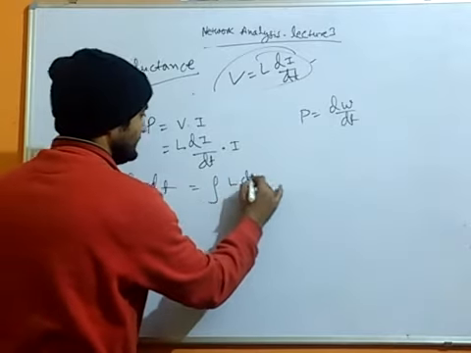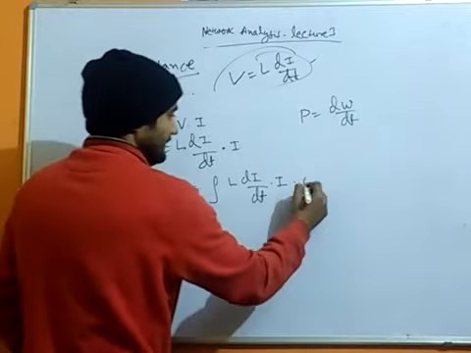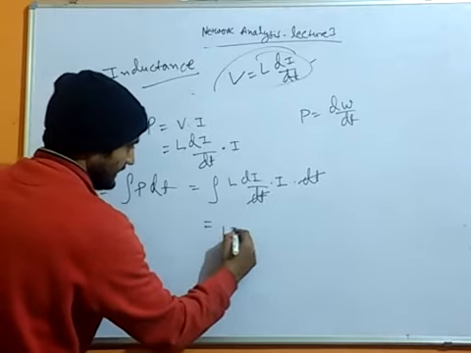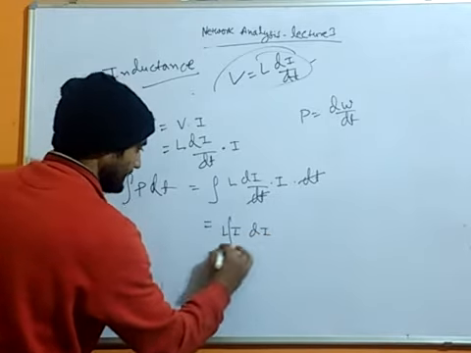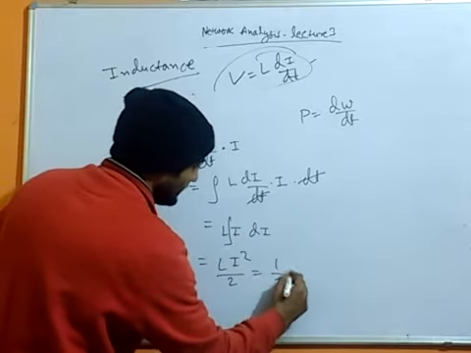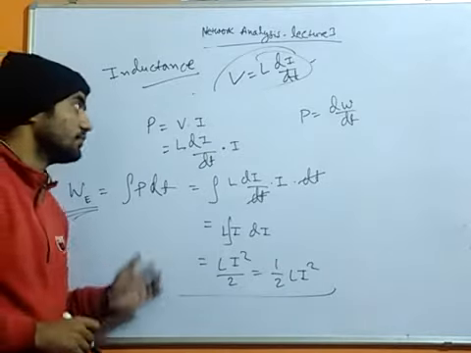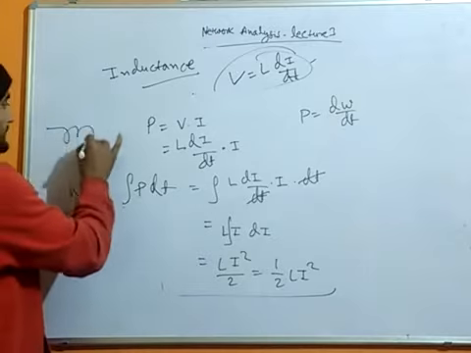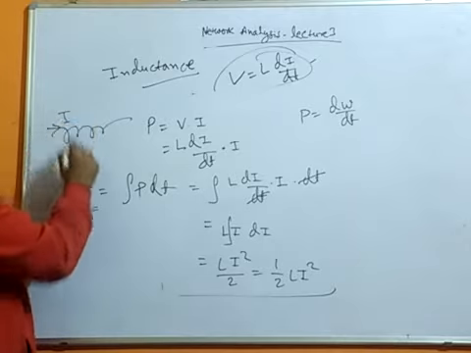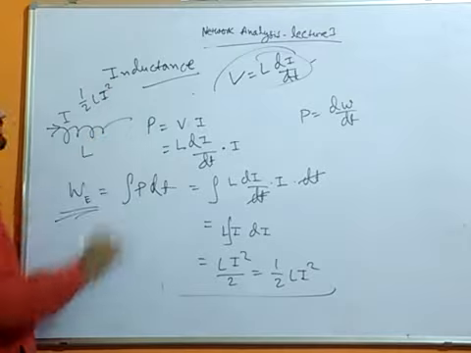Integration of L di upon dt into i. In terms of dt will be integrated, dt cancelled out, we have L i di. Okay, L i di integrates to i square by 2, so we have half L i square. So this is the relation for the energy stored in an inductor. So this is an inductor with inductance L and the current i. Then the energy stored at any point will be half L i square, where i is the current flowing through it.